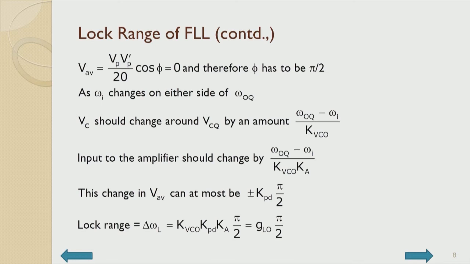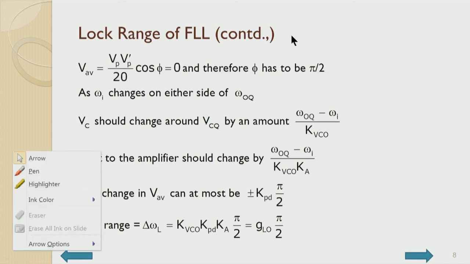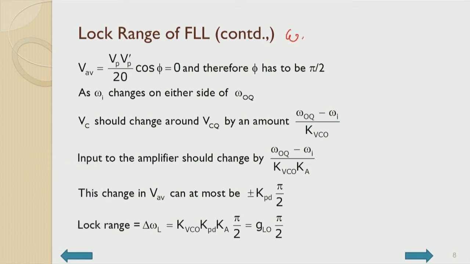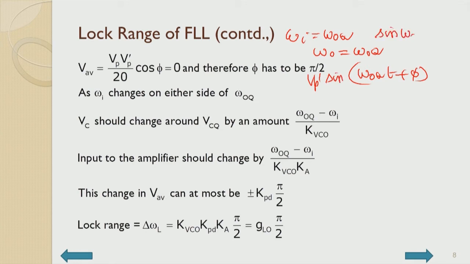So, if phi is the phase shift, now we have omega I equal to omega naught q and omega naught equal to omega naught q, but with a phase shift of phi: omega naught q t plus phi, Vp dash sin. So, the incoming frequency corresponds to Vp sin omega naught q t, and the output corresponds to Vp dash sin(omega naught q t plus phi). So, the frequency has remained the same as the incoming frequency, we have only the phase shift.